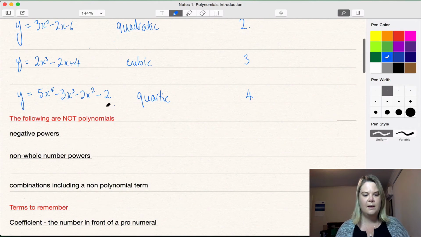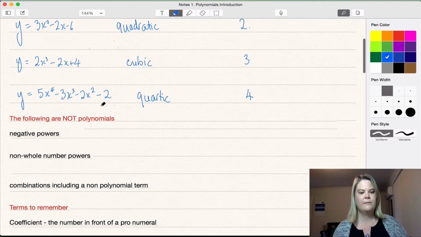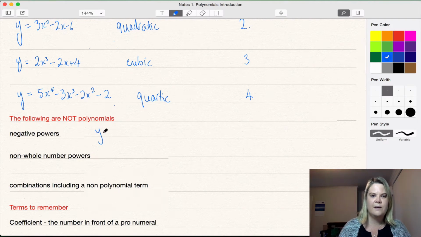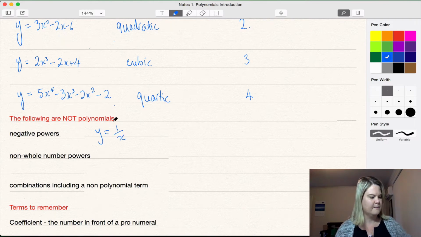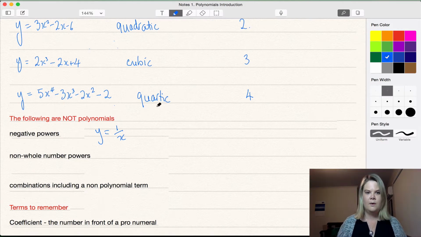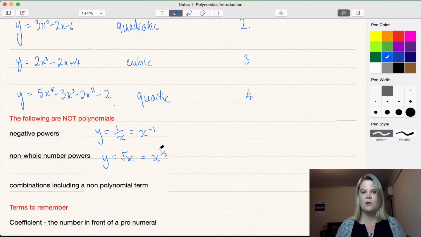The following here are not polynomials. Negative powers. For example, y equals 1 over x, which is the same as x to the negative 1. This one has a negative power, so it's not a polynomial. Non-whole number powers, for example, y equals the square root of x is the same as x to the power half. The power is not a whole number, not a polynomial.